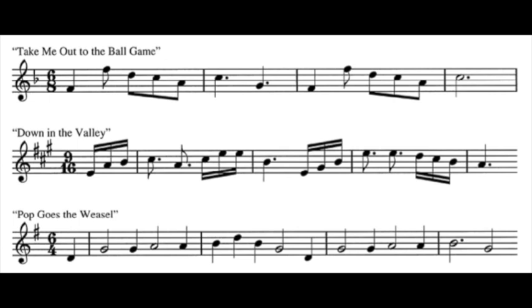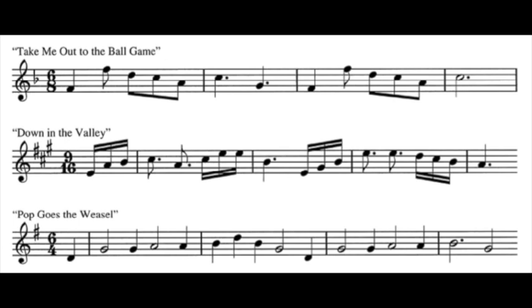Take me out to the ball game. Take me out to the crowd.